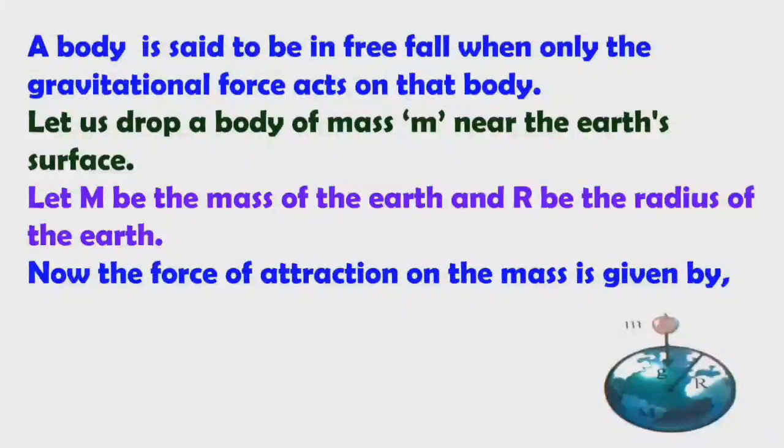Now the force of attraction on the mass is given by the formula you already know for the force of attraction between two bodies: F = GMm/R². Here capital M is the mass of the earth and small m is the mass of the object. If we move small m to the left side, we get F/m = GM/R².